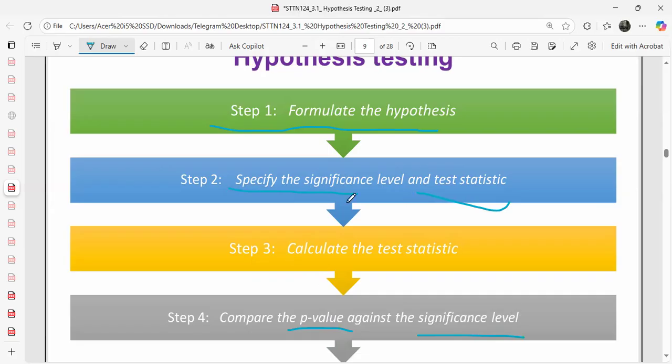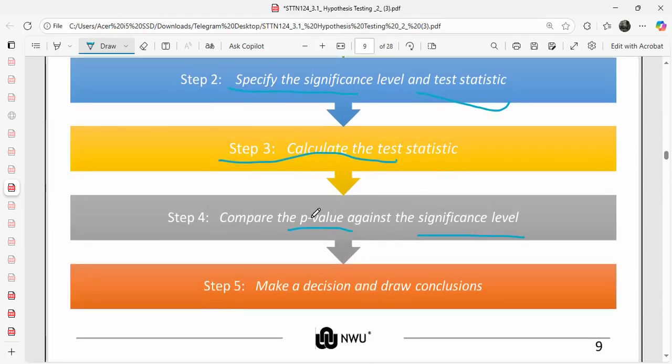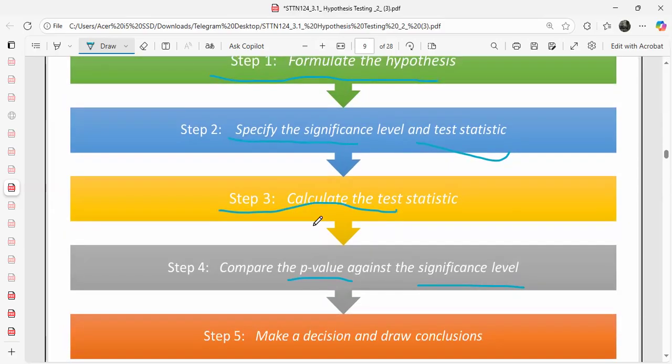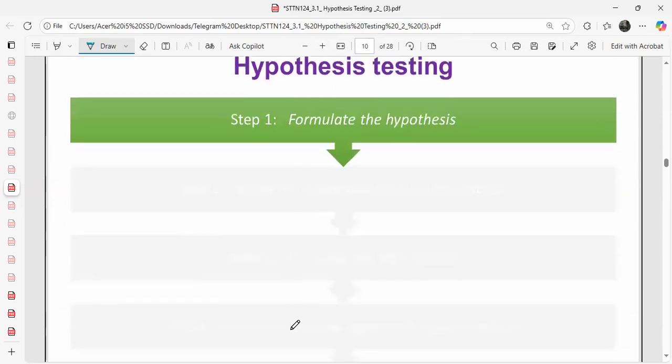After step number 2, when you write down the formula of the test statistic, in step number 3 you can now calculate the test statistic. Then step number 5, you can make a decision and draw the conclusions based on step number 4.